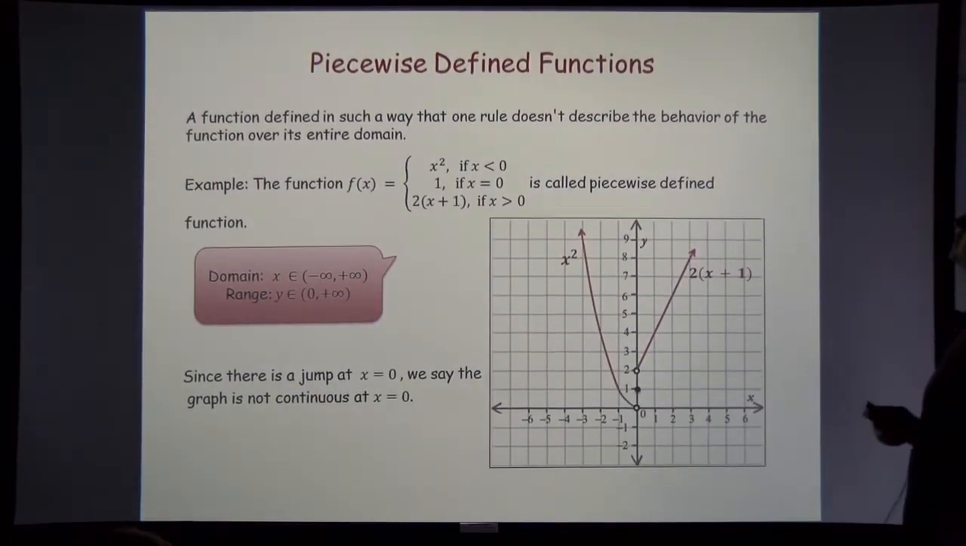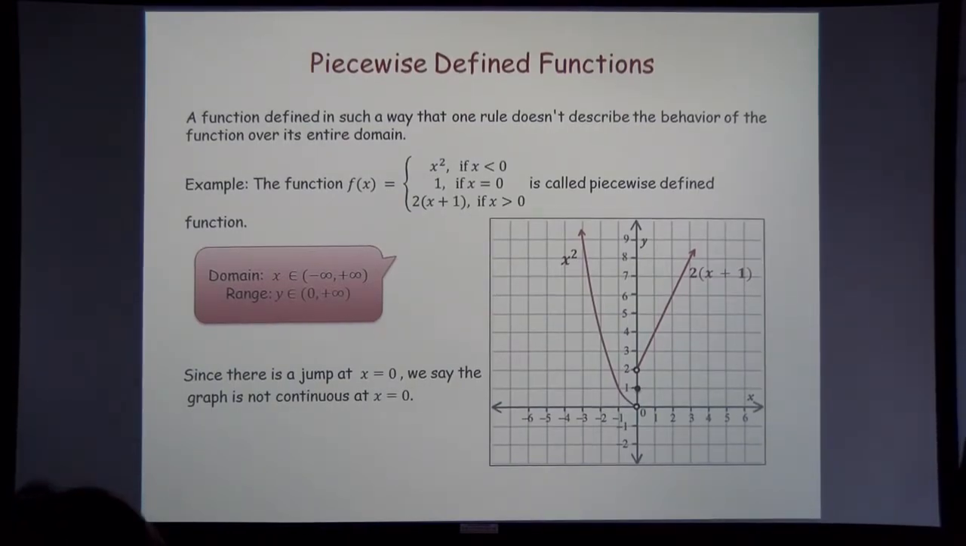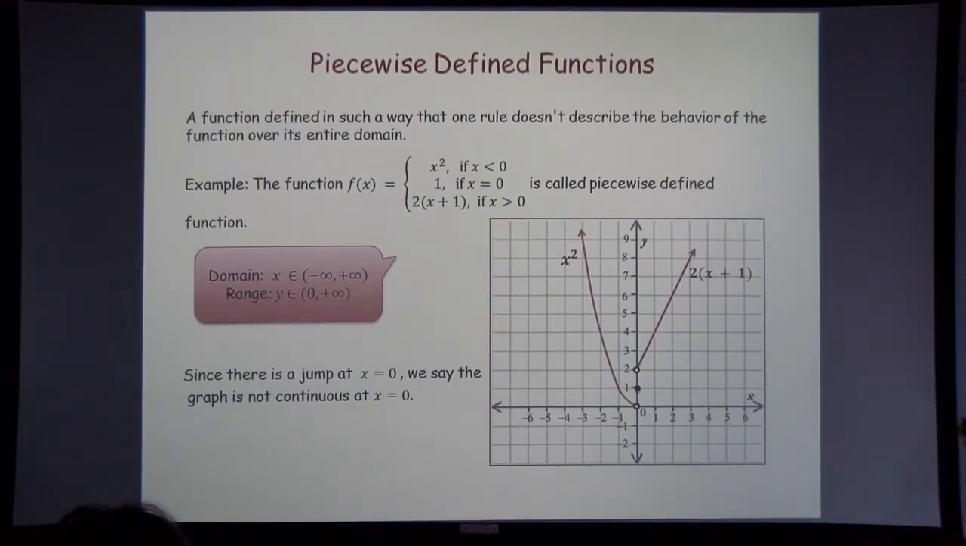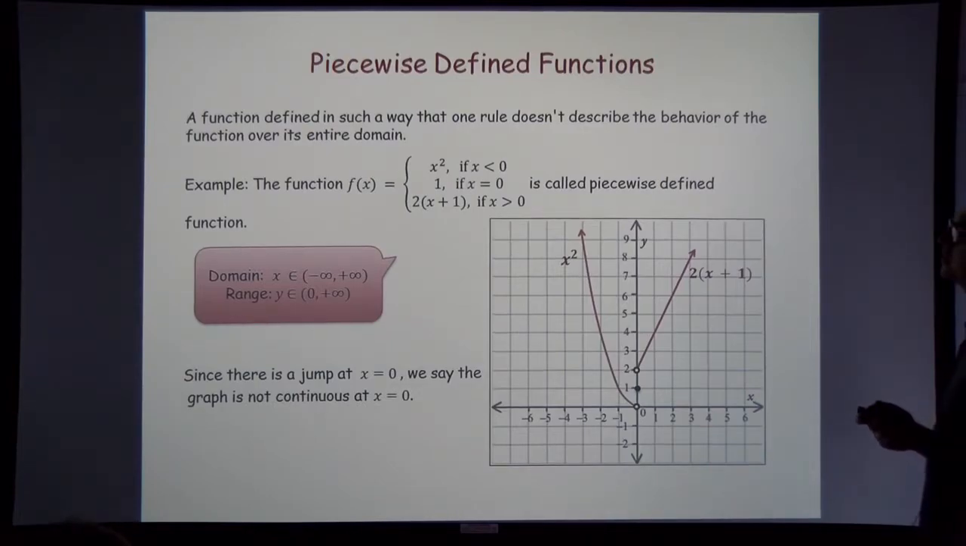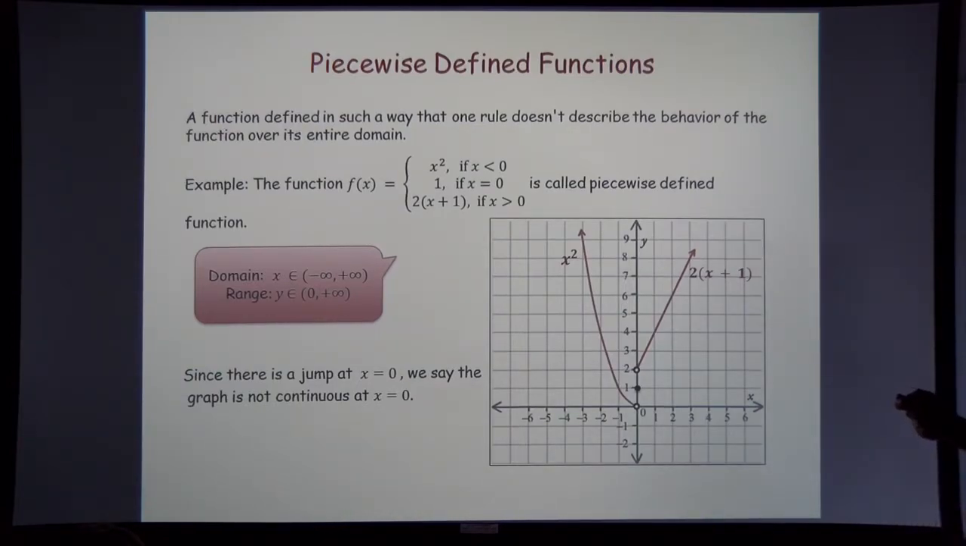Okay. Piecewise defined functions. A function defined in such a way that one rule doesn't describe the behavior of the function over its entire domain. So the example we have here, f of x is x squared if x is less than 0, 1 if x equals 0, and 2x plus 2 if x is greater than 0, is called piecewise defined.